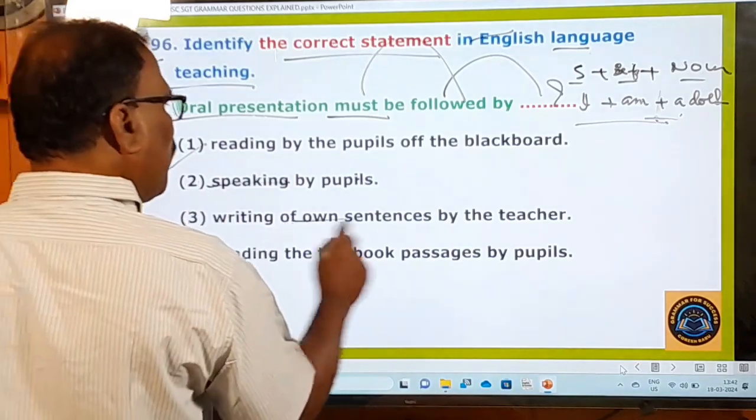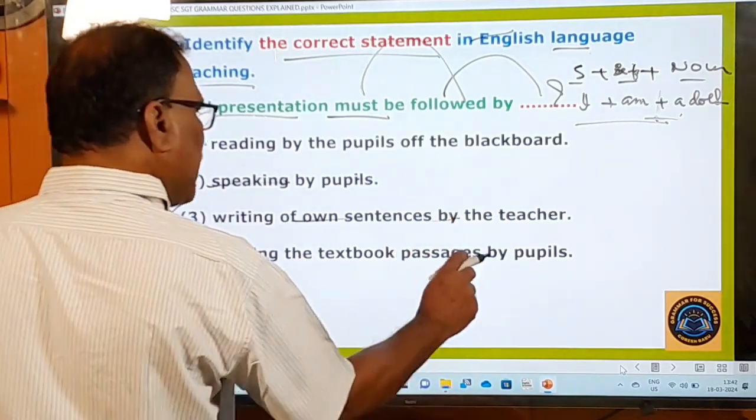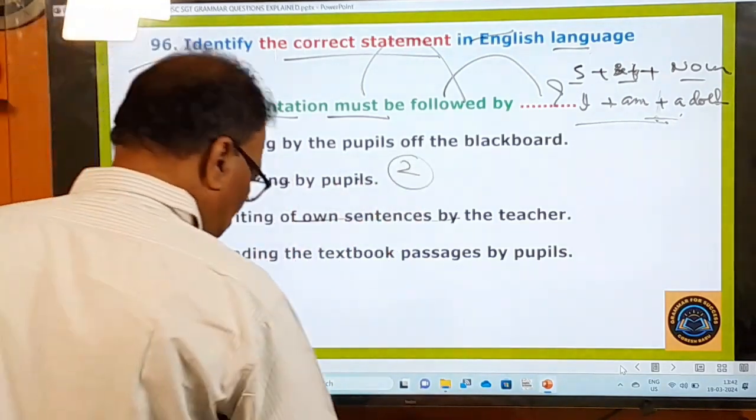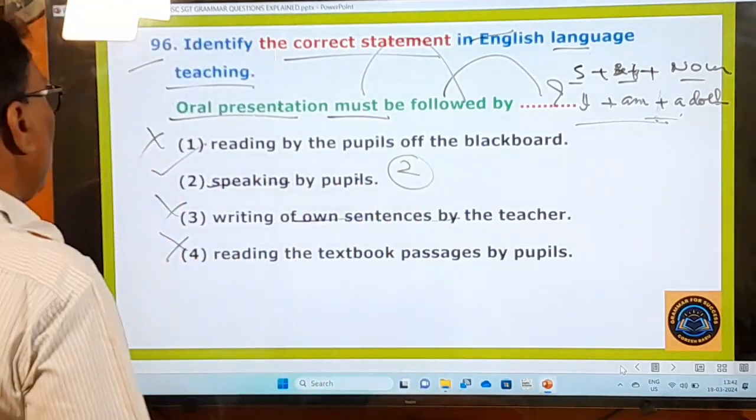This is very important. Writing of own sentence by the teacher, no. And reading the text by passages by pupils, no. So only the second one is the right one. All others are wrong. And now let's move on to the other questions.